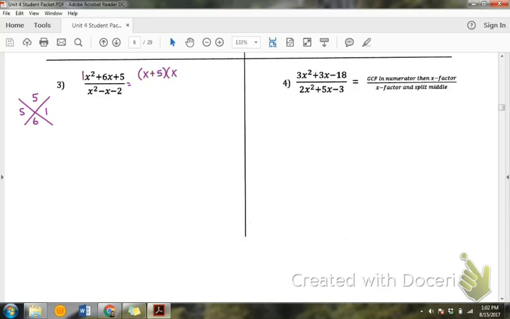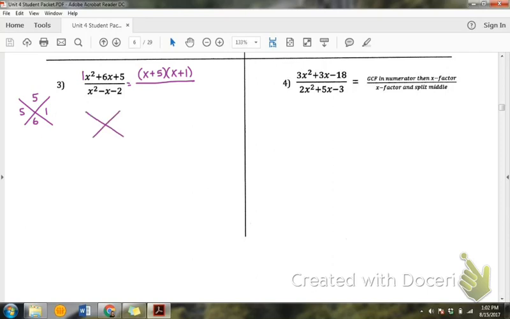And I have x plus 1. Are we okay so far? Now I'm looking in the denominator. Is there a greatest common factor in the denominator, Braxton? No. No? Okay, so what do you do next?